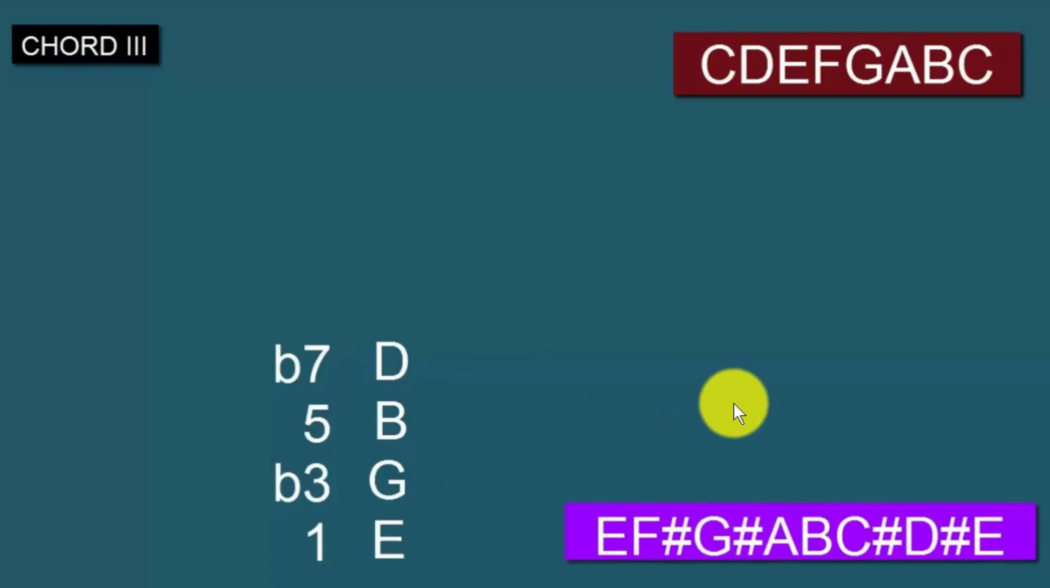But if you look at the third, which is a G in C major, it's a G sharp in E major, so this G has got to be called a flat third because we're calling it in relation to this key. The fifth is B, same in both keys, but the D in E major, sorry, is a D sharp.